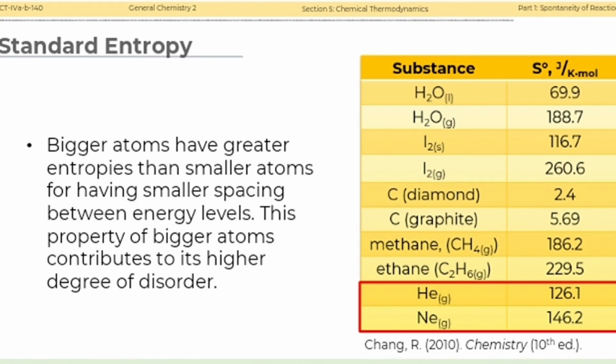Bigger atoms have greater entropies than smaller atoms for having smaller spacing between energy levels. This property of bigger atoms contributes to their higher degree of disorder. Details on this are beyond the scope of this lesson. For instance, neon has a greater entropy than helium since neon is bigger than helium.